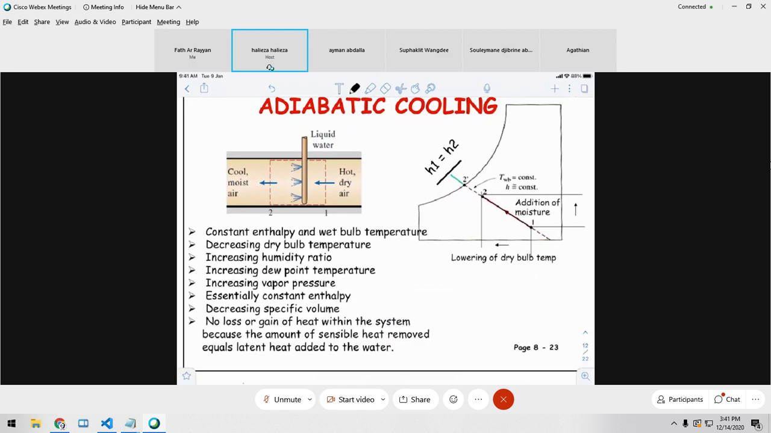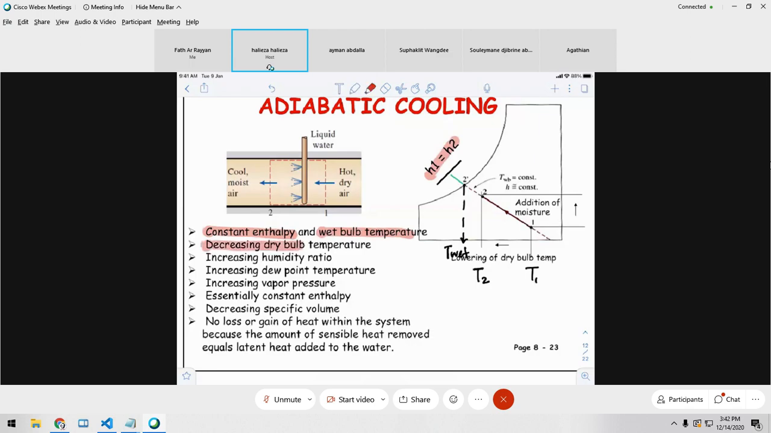Okay, so now the enthalpy is constant. Just highlight it. The enthalpy is constant because H1 equals H2. Your wet bulb temperature is also constant. You get the wet bulb temperature when it is at 100% saturation. That is your T wet. What else? Your dry bulb temperature decreases from T1 to T2.